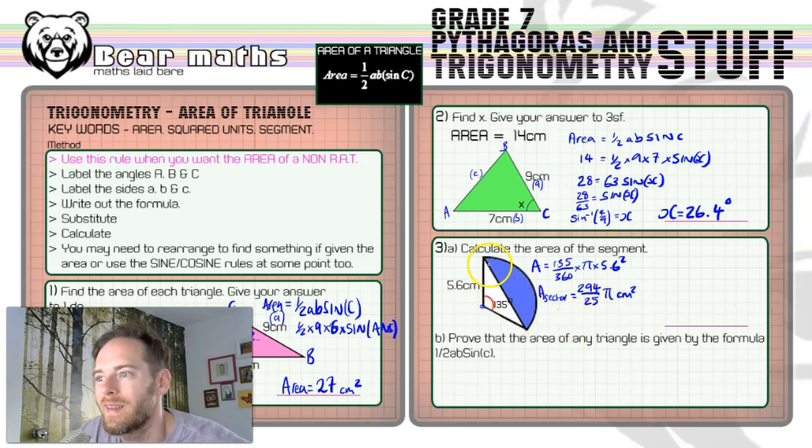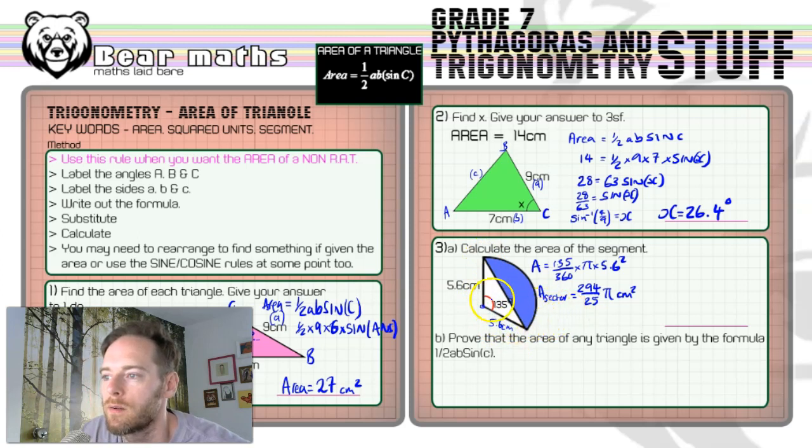Now, the area of this triangle here, the white triangle, can be worked out and then taken away from the area of the sector to leave us with the area of the segment. Hopefully that's what you were thinking you needed to do. Now remember, if that's the radius, then that's also the radius, and that's also 5.6 centimeters.